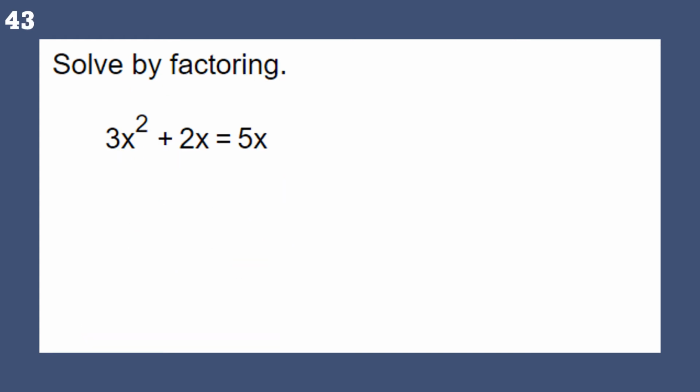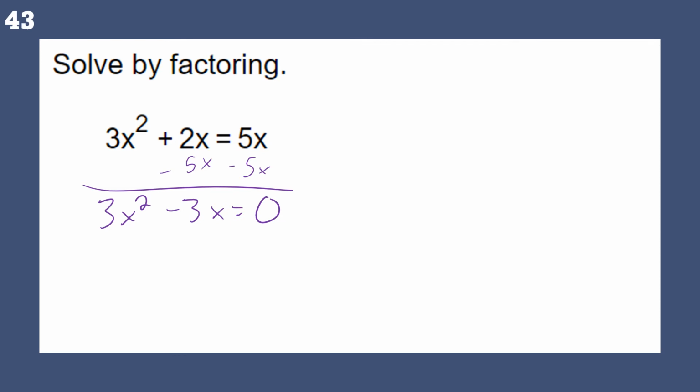Solve by factoring. This is a quadratic. There's an exponent. But the first thing I need to do if I'm going to solve by factoring is get it all equal to 0. So I'm going to subtract 5x from both sides. And I get 3x squared minus 3x equals 0.